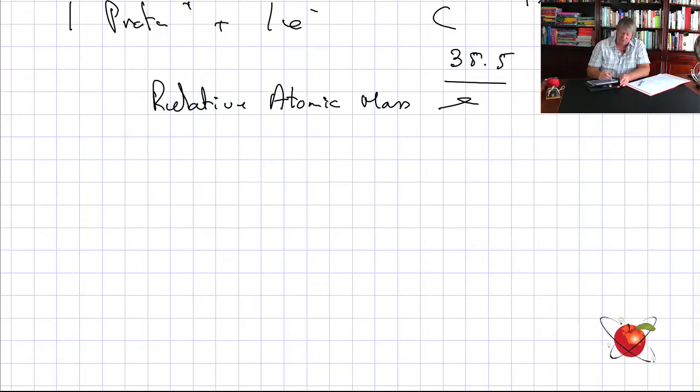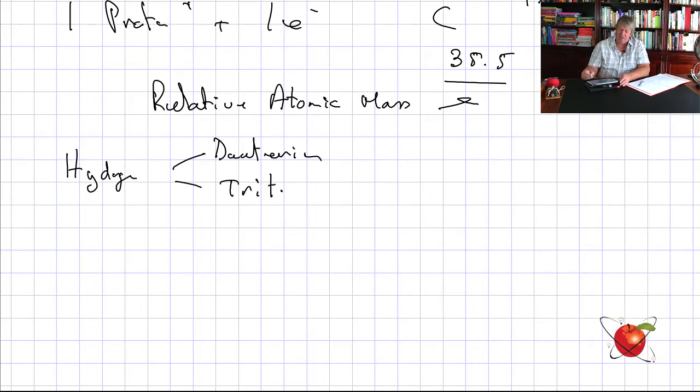Don't forget that out there we have got hydrogen. We've also got deuterium, and we've also got tritium. We've got chlorine 35 and chlorine 37. How did we get to 35.5?